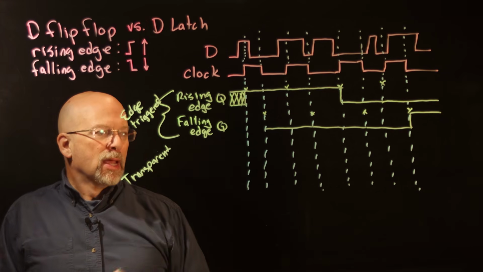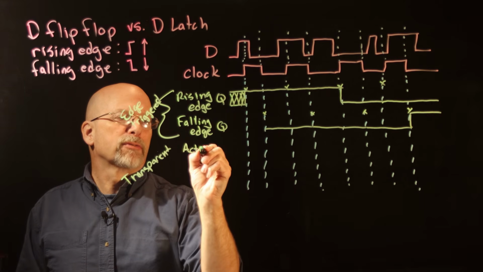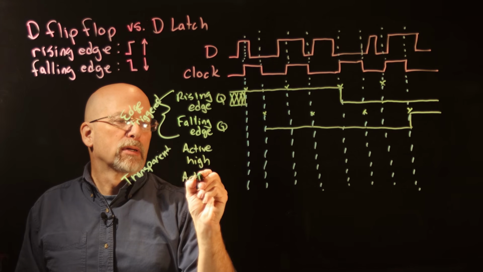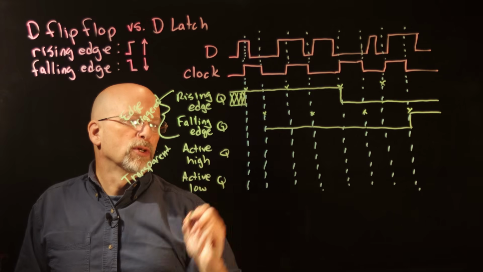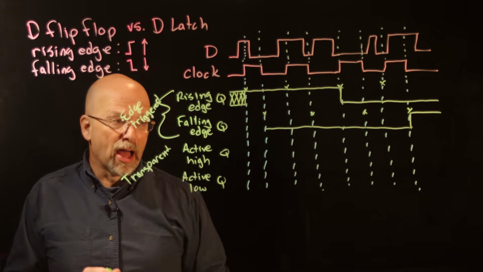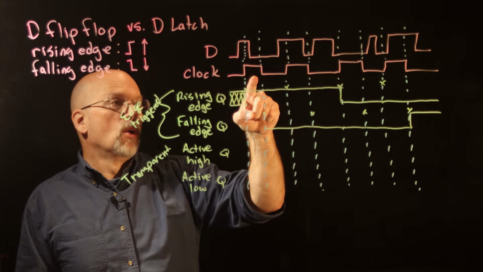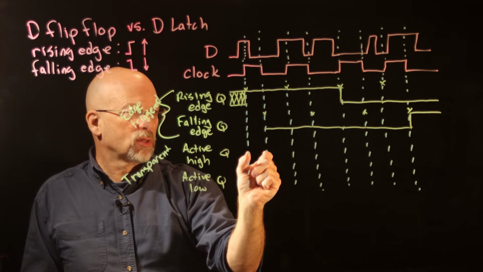All right, and the transparent latch, well, remember there's active high and active low. We're going to figure out what Q is equal to for both of those. Now, starting with the active high, what allows us to pass D through to Q? Whenever the clock is high. Well, the clock is high between these two dashed lines.